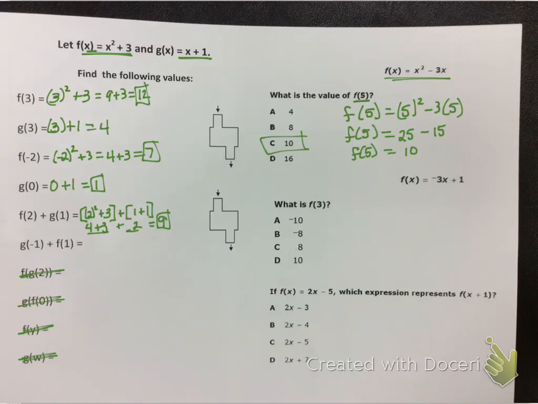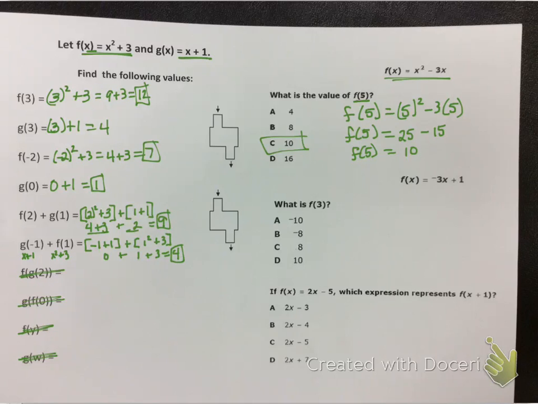Okay? So for this next one, we have g of negative 1 plus f of 1. So g of negative 1 means in that second equation, that x plus 1, okay, that's what this one was, an x plus 1. This was x squared plus 3. So in x plus 1, I'm going to put a negative 1, so I'm going to have negative 1 plus 1. Plus, for f of 1, we're going to have 1 squared plus 3. So negative 1 plus 1 is 0, plus 1 squared is 1, plus 3 is 3. So I have 0 plus 1 plus 3, which is 4. So that takes it for all of those.